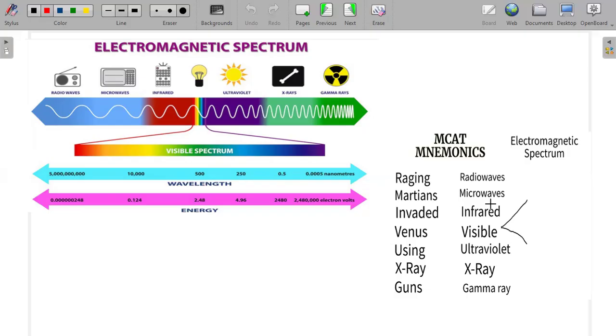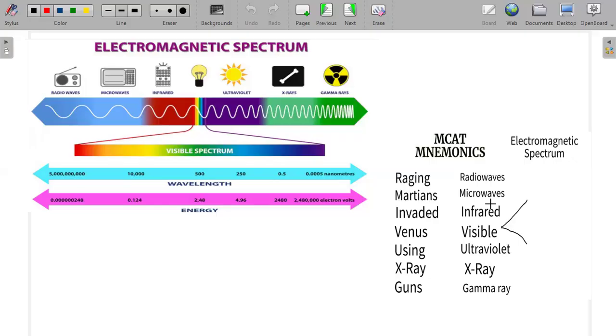or different radiations. We have 7 different radiations on the spectrum. We have the radio waves, the microwaves, the infrared radiation, and then the visible light, which is very important. The visible light is the most important electromagnetic radiation. And then from there, we have the ultraviolet, and then the X-rays, and then the gamma rays.